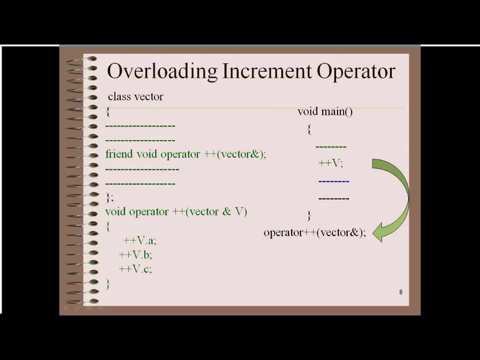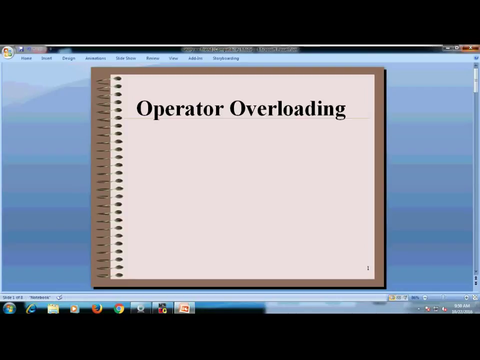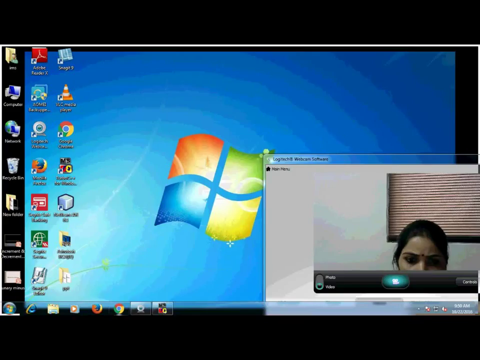The main point in the particular example is ++v. Whenever compiler encounters such a statement like ++v, it would search for an operator function, and what it has seen is that we have written operator function as a friend function. So it would interpret this operator function as operator ++ (vector &). That's why we have sent this v as a variable to the function. Now we will see the implementation part of this particular example.